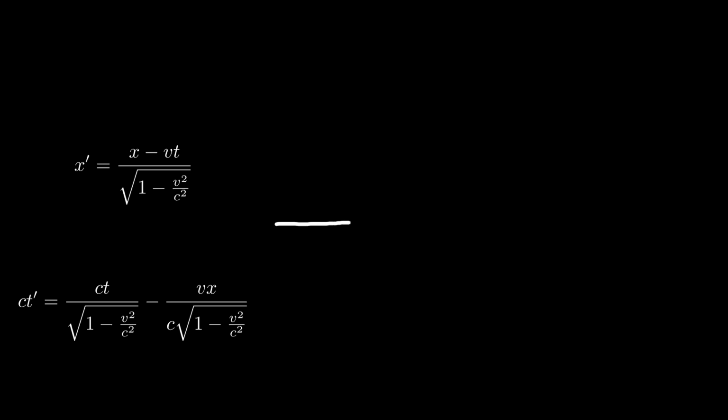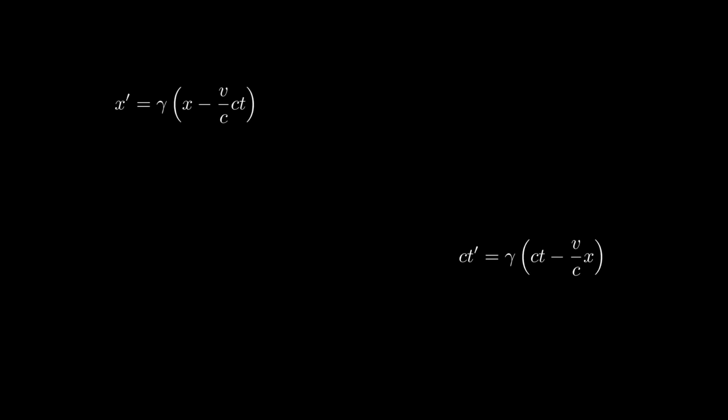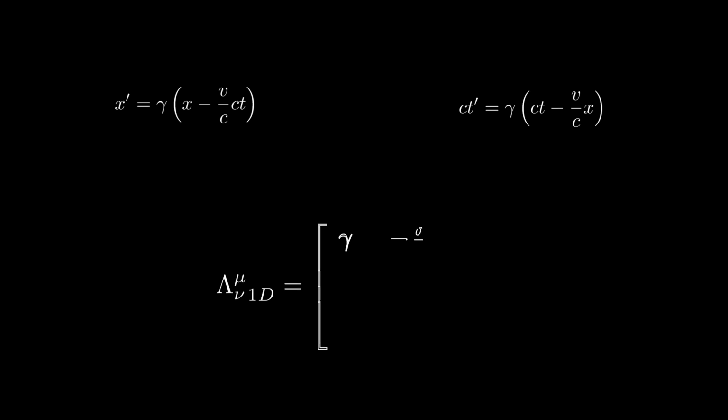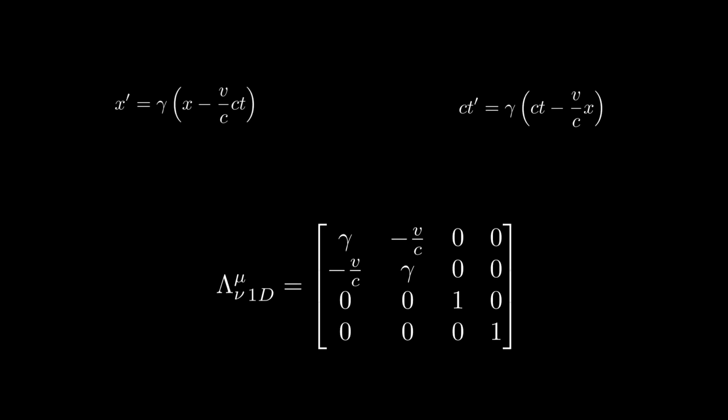If we write these equations in terms of the defined gamma and beta, we obtain their more organized forms. With those, this transformation is expressed as a 1-dimensional Lorentz matrix as follows. This matrix is for 1-dimensional special relativity.